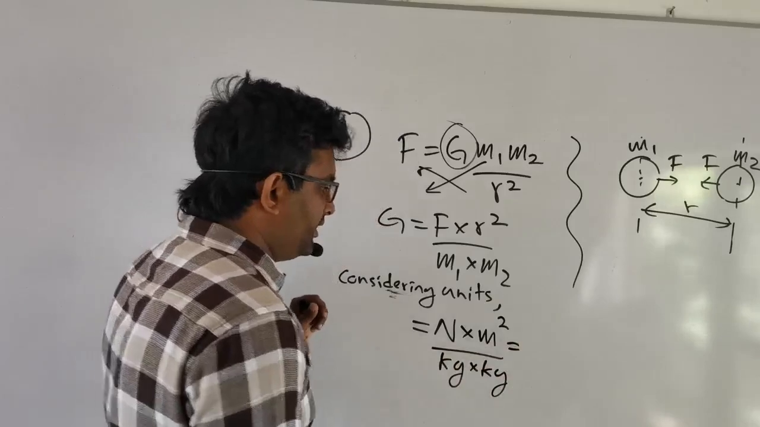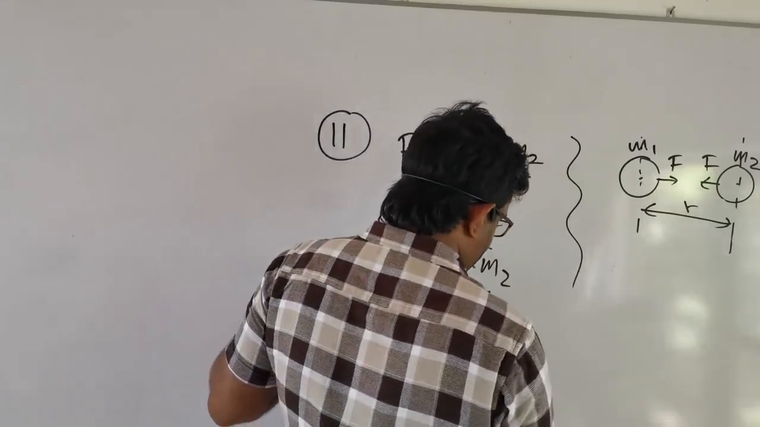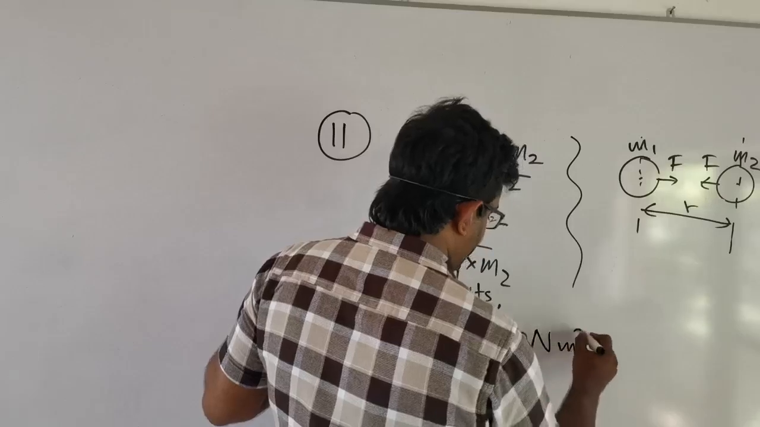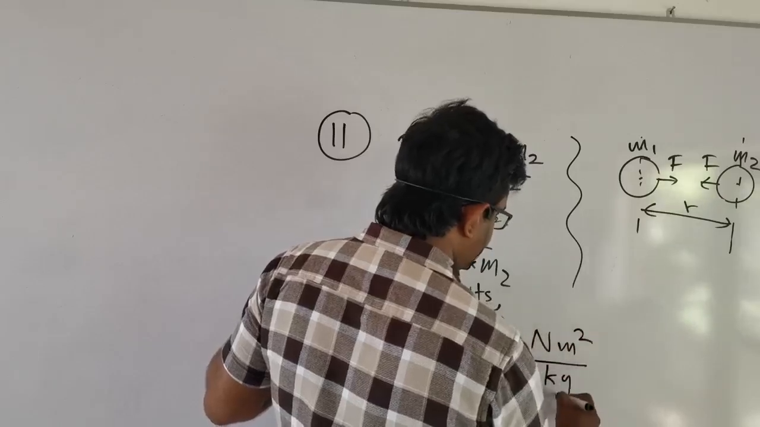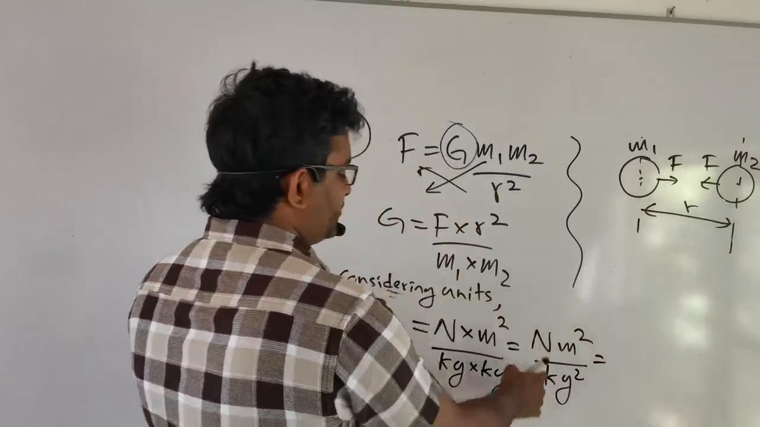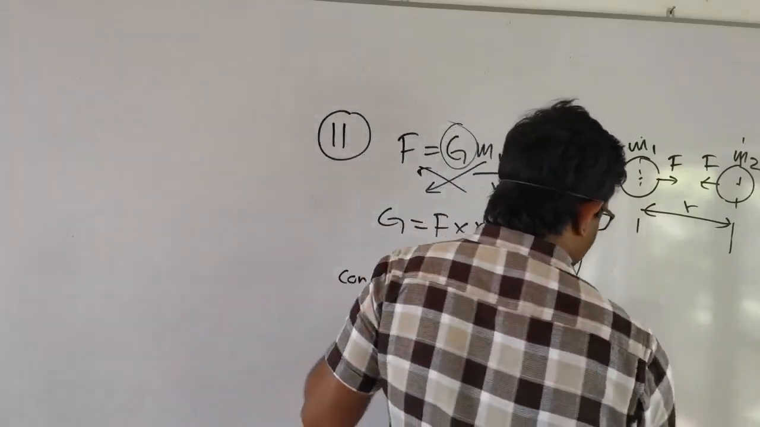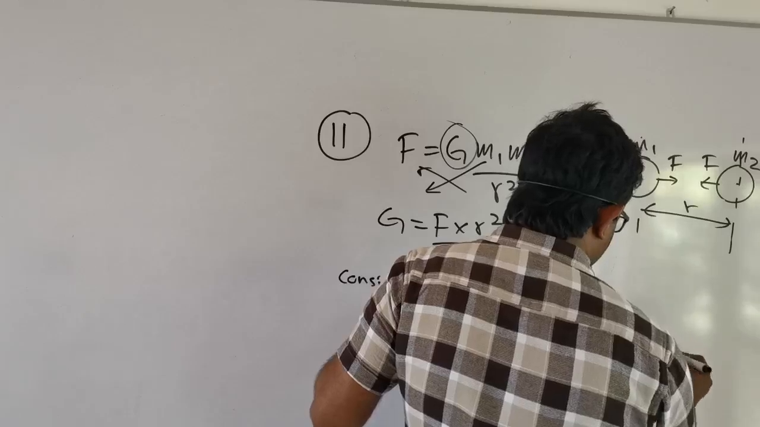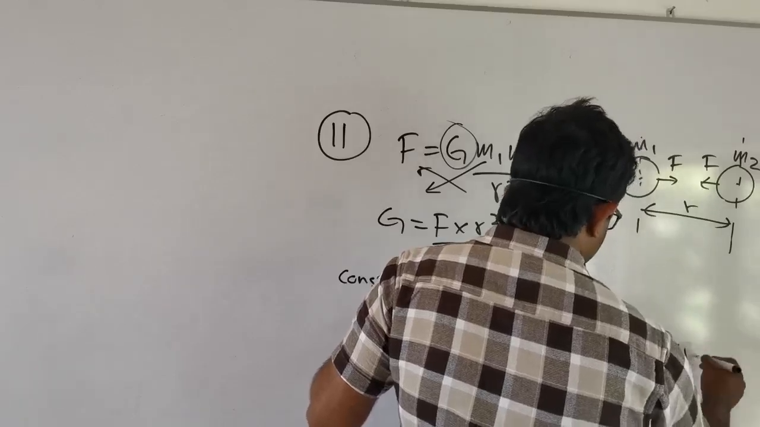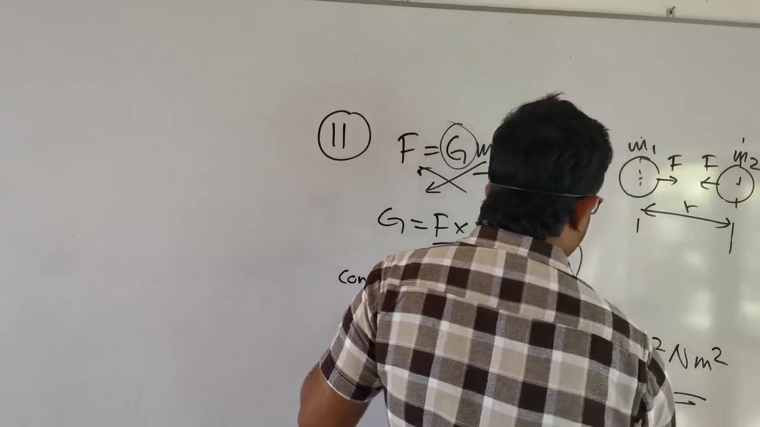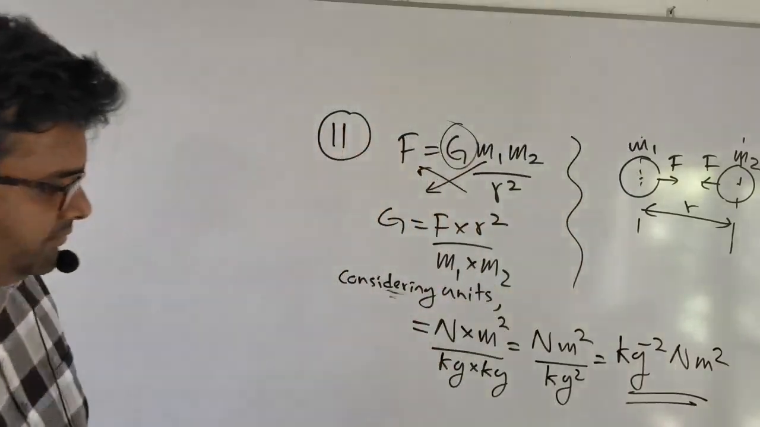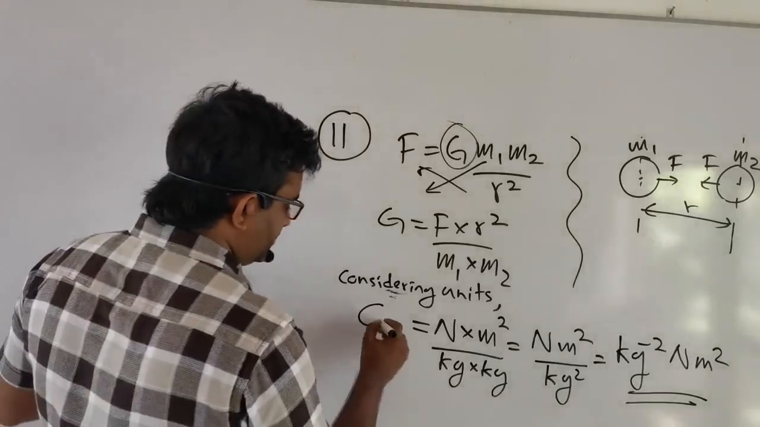Then we have newton meter square, and here we have kilogram square. We can take that to the numerator, kilogram to the power minus 2. This is the answer. These are the units of G.